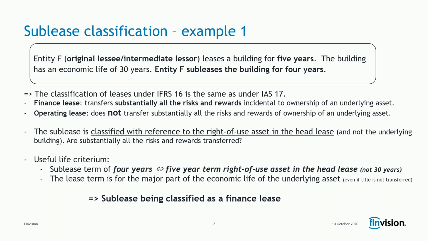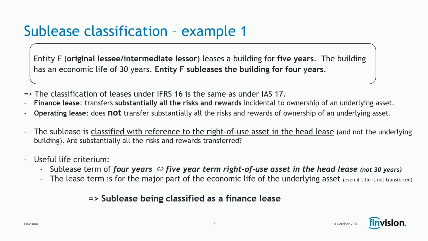On this side, it is important, if you are a lessee, you should refer to the right of use asset of the head lease and not to the useful life of the underlying asset. So in this specific situation, you will compare the lease term on your sublease of 4 years with the 5-year lease term you have in the head lease. So here we see that 4 out of 5 years are subleased. So we can conclude that a major part of the economic life of the asset is subleased. So in substance, we have transferred all risk and reward, so we will consider it as a finance lease.